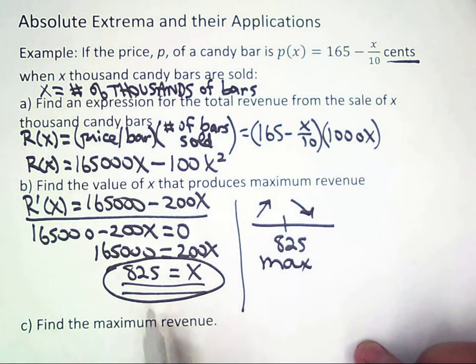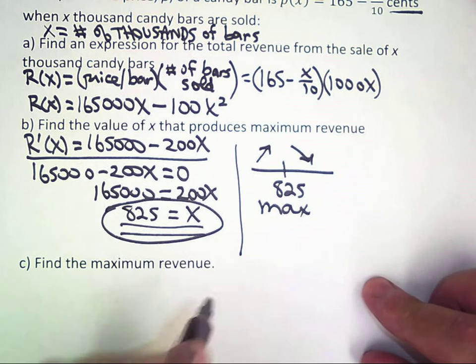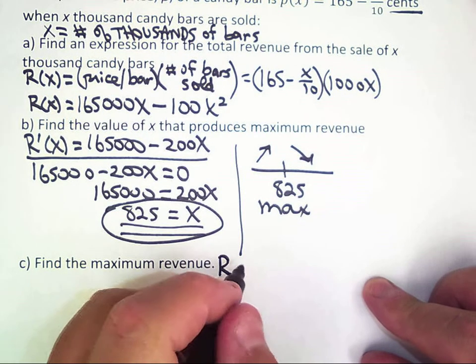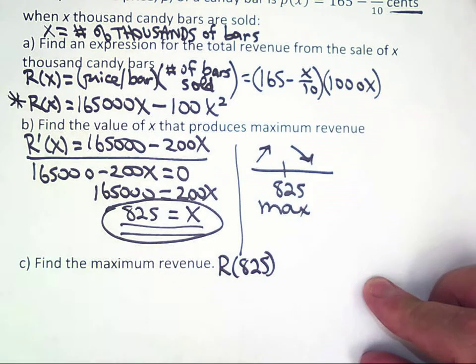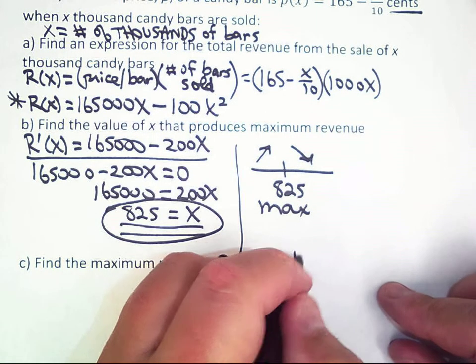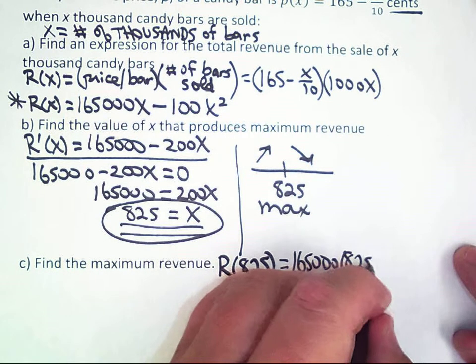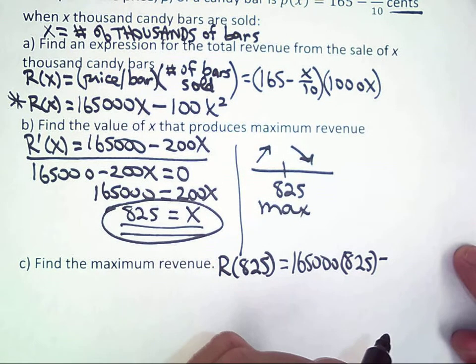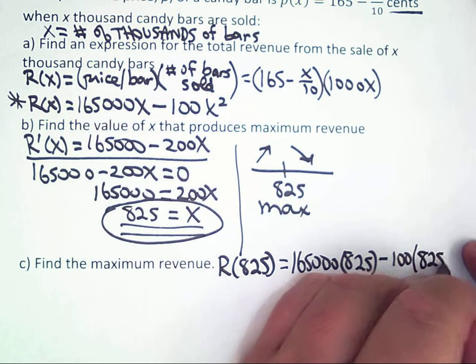So yes, 825,000 units. It says the value of X is 825, but remember that really represents 825,000 bars sold. And the last part says find the maximum revenue, and you simply do that by putting 825 into the total revenue function in part A. So you end up with 165,000 times 825 minus 100 times 825 squared.